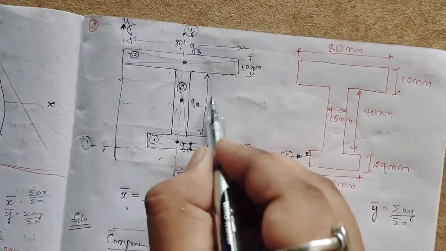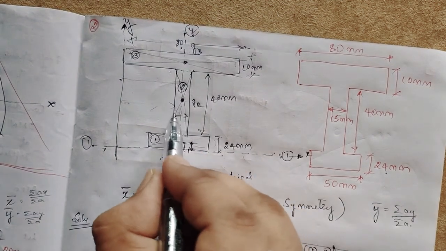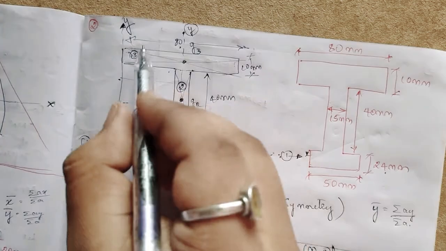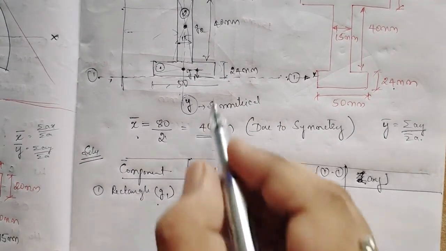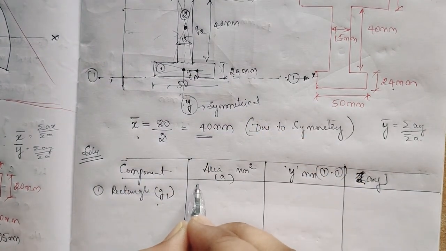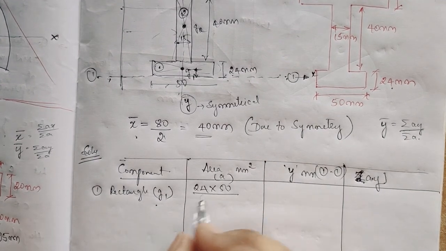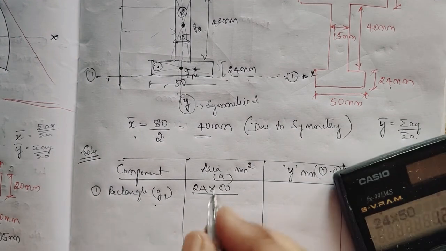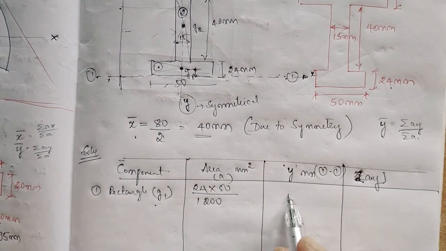and this is 40 mm. Then this is 15, this is 50, and 80. Okay, now what is the area of G1? The area is 24 into 50. What will I get? I'll get around 1200. So 1200 mm square is the area.